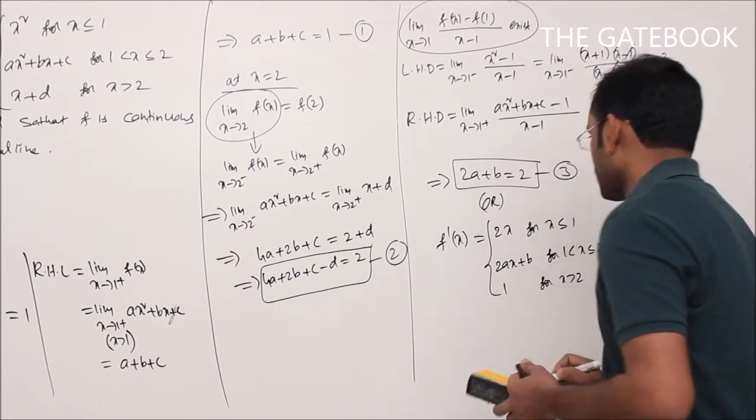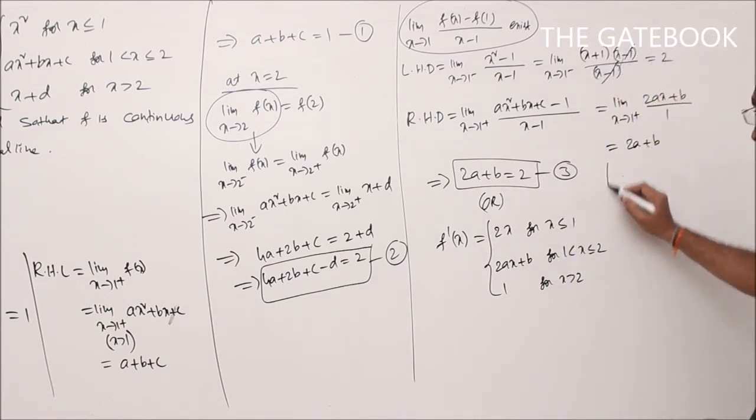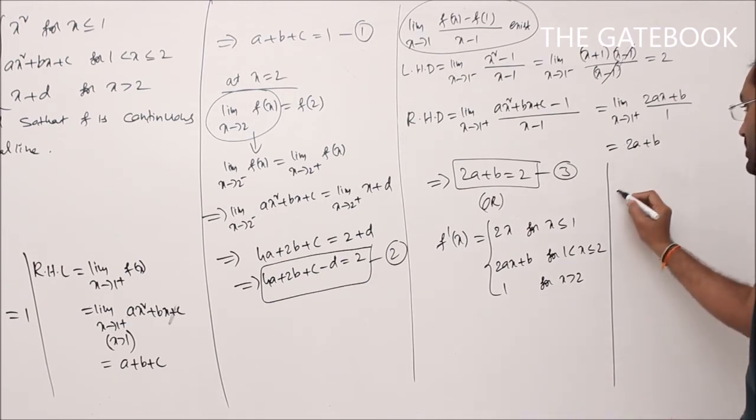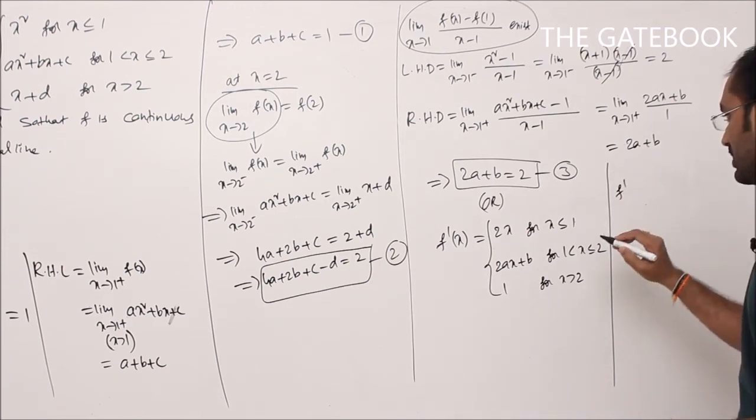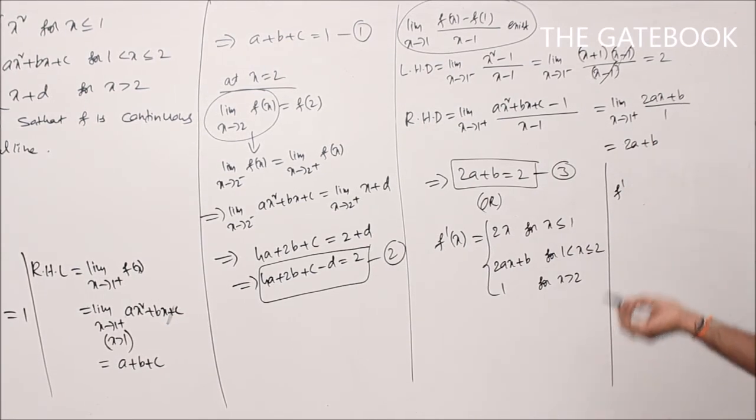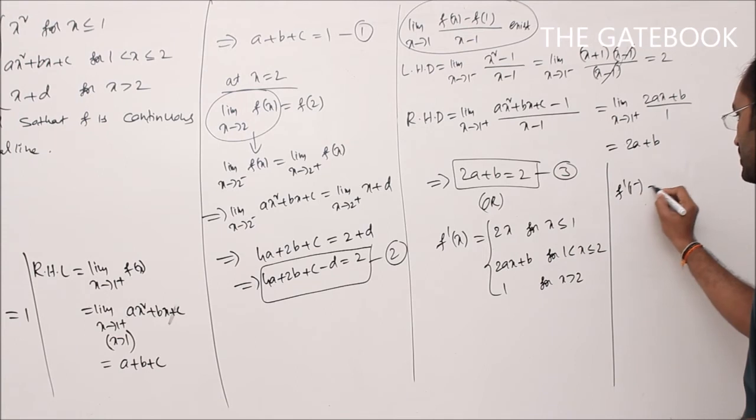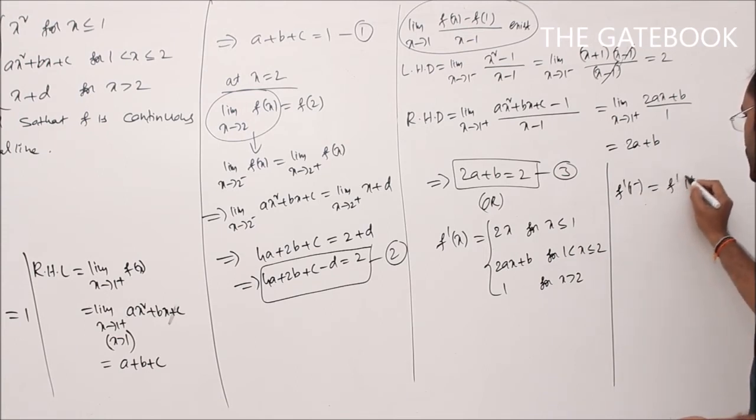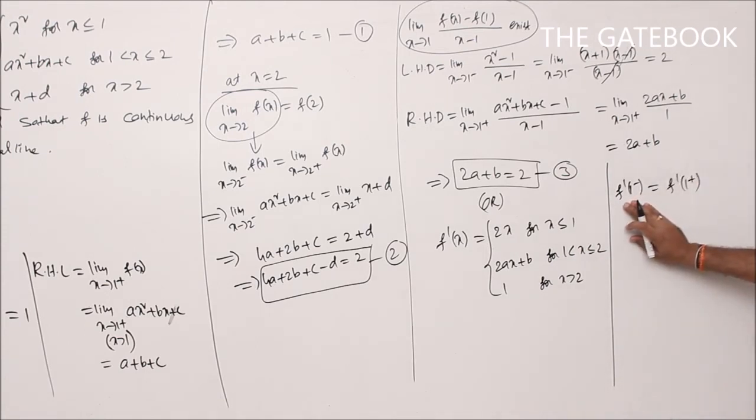So here the function f of x is differentiable at x is equal to 1. Therefore, we can apply like this. The right hand derivative is f dash of 1 plus, the left hand derivative f dash of 1 minus. So f dash of 1 minus must be equal to f dash of 1 plus. So the left hand derivative equals the right hand derivative. f dash of 1 minus means left hand derivative at x is equal to 1.